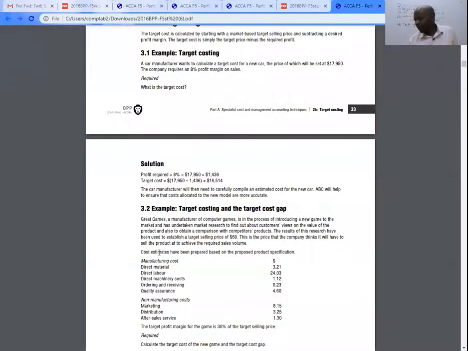They have given us cost estimates prepared based on the product specification. So for this manufacturing and non-manufacturing cost, you are supposed to add all of them. Could you kindly add all these costs of producing this product? Somebody add for me. There is a person already who has an answer.